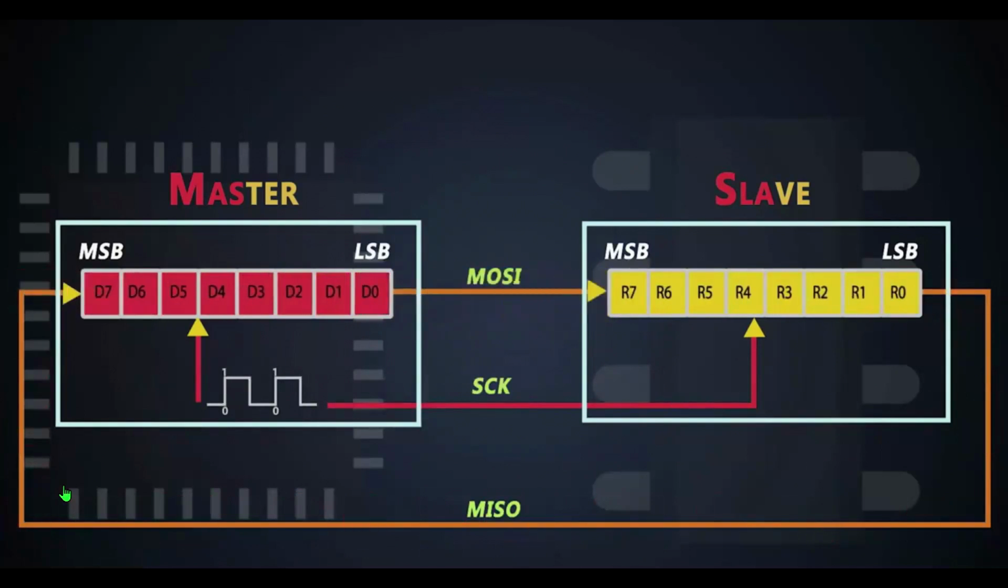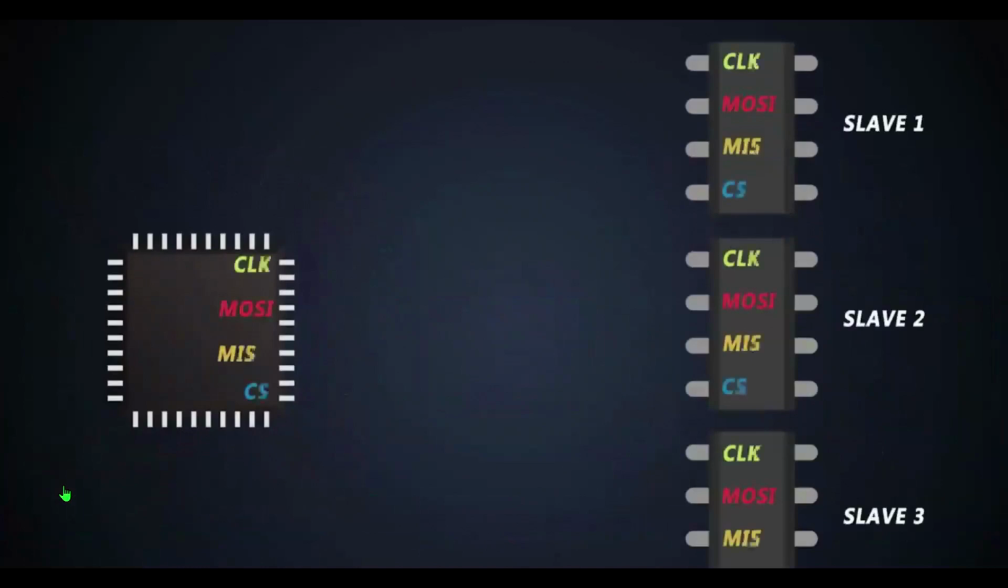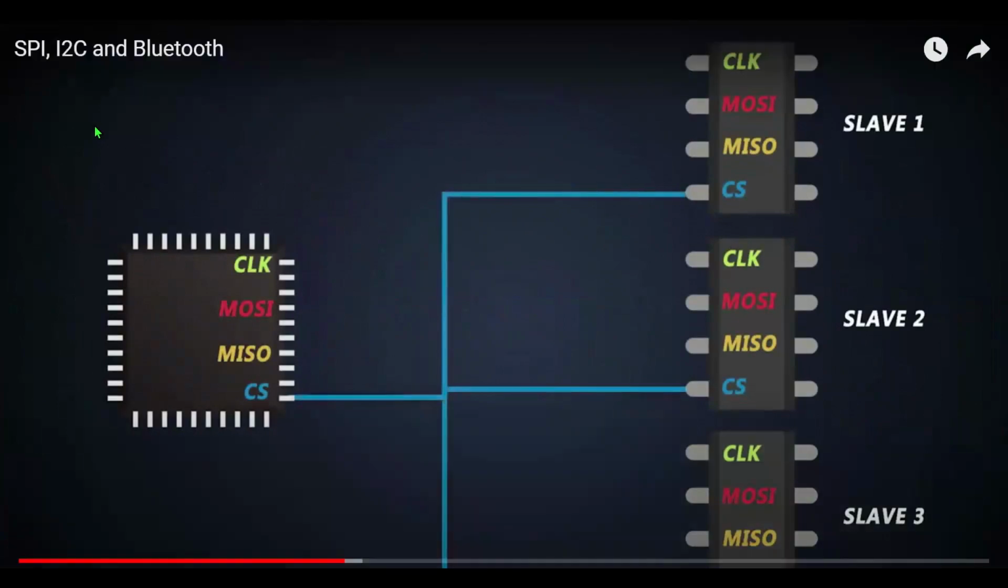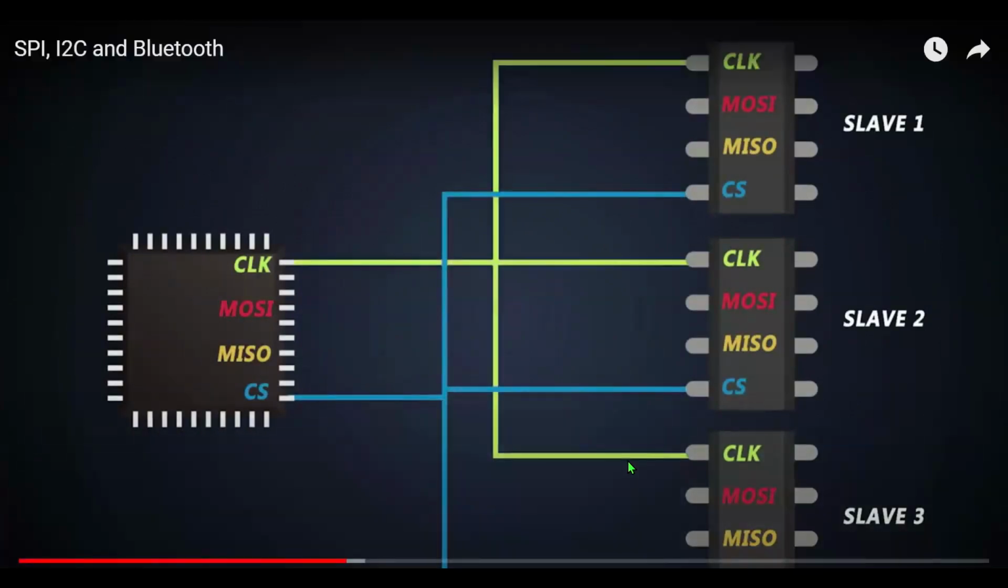Well, in this protocol, each slave needs a dedicated chip select line, but this can be eliminated by using the daisy chain method. So just one chip select line is connected to all the slaves, and the SPI configuration is a little bit different.